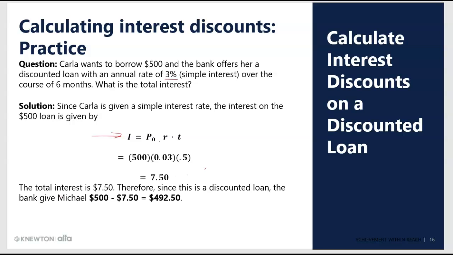And they're not giving the money to Michael, they're giving it to Carla. So the total interest is $750, and if they had asked for how much she was given, it would have been $492.50, which is 500 minus the 750. But they asked you to answer this if all they asked you for was the total interest. Okay?